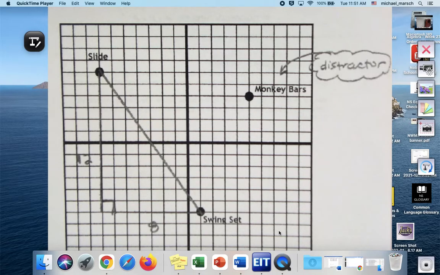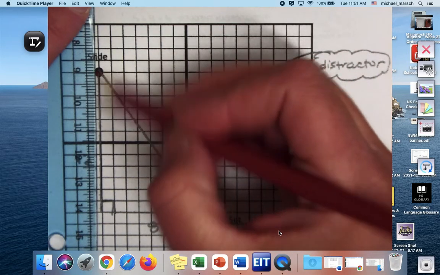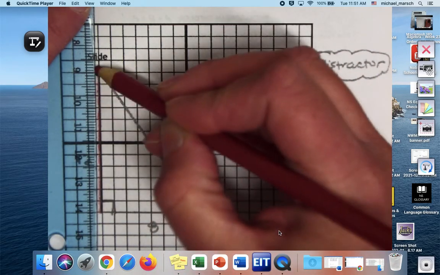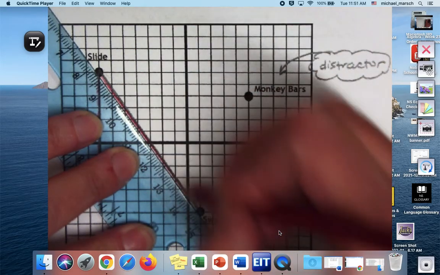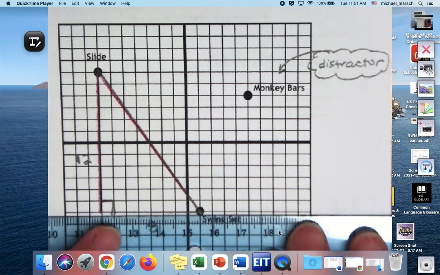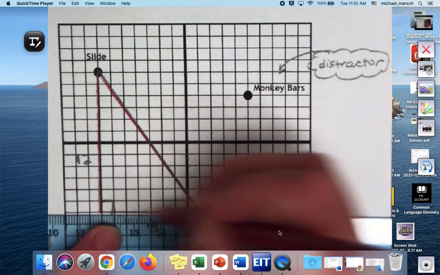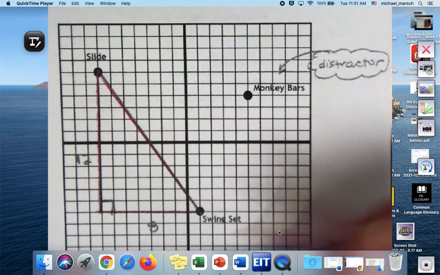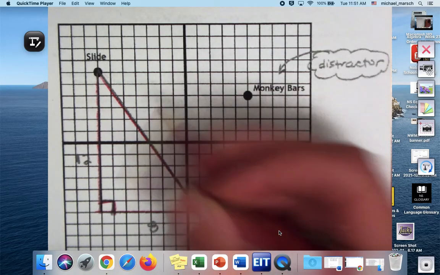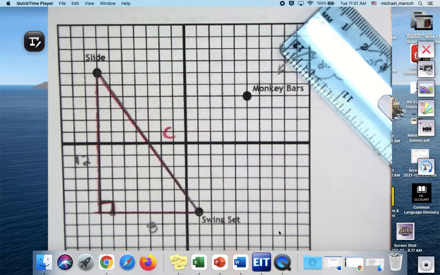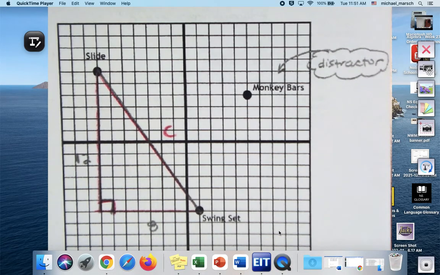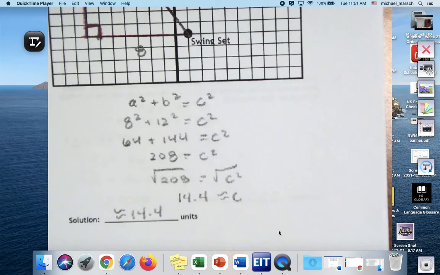I'm going to make this red as well so you guys can see it better. So again, I connected the slide and the swing set. And then I had my legs of 12 and 8, still solving for C, so 6 steps. So the distance between the slide and swing set should be about 14.4.